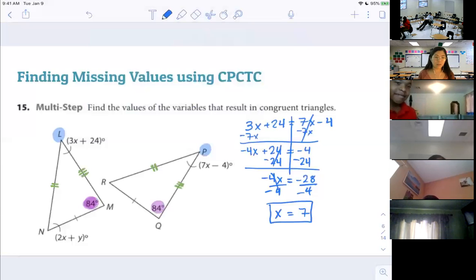Now I need to figure out y. But this is where it gets a little bit challenging. So I want you guys to think about it for a minute. Spend 30 seconds thinking about what strategy you might need to do in order to find the value of y, because this right here has a y in it. What would you possibly need to do?